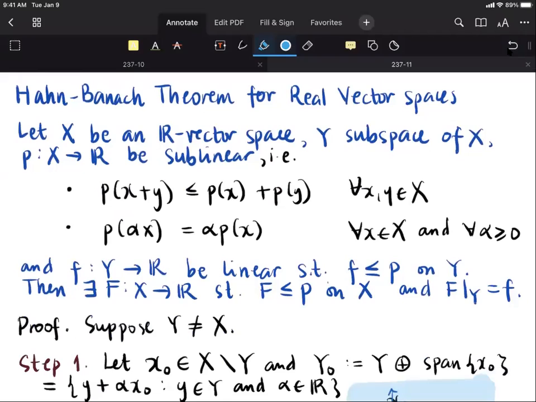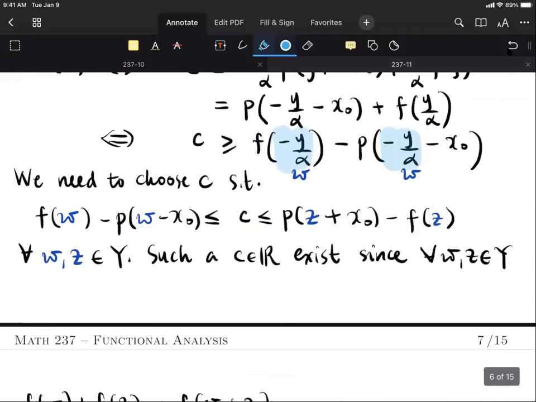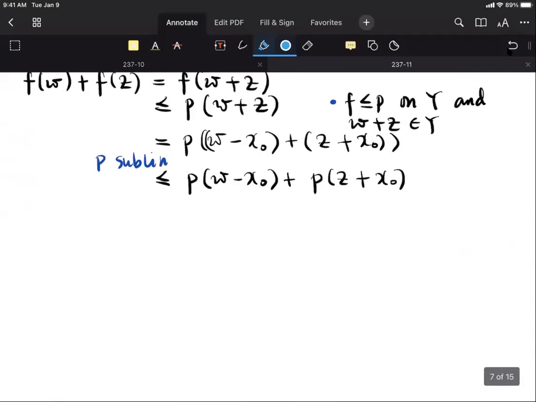So ideally, you do this by roughly some sort of an induction. Okay. So you add vectors until you have the whole vector space X. And a more rigorous proof would apply Zorn's lemma. So that would be our second step.